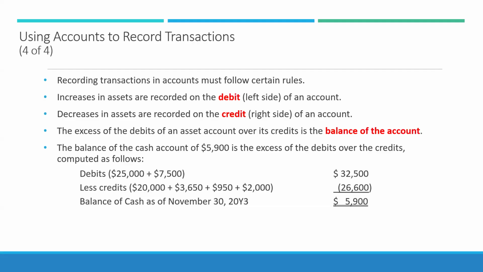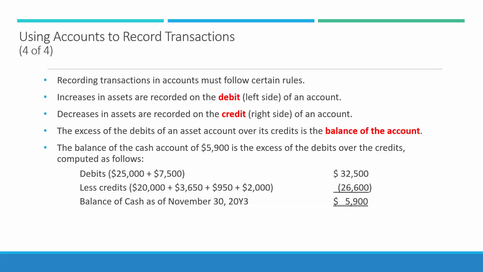Does that make sense? Think of it just like the accounting equation. Remember, we have to balance after every transaction. The same thing's going to be true. Our amount of debits needs to equal our amount of credits. Does that make sense?